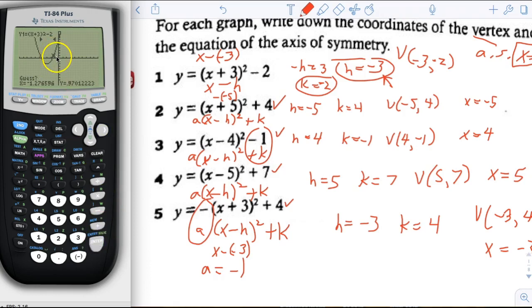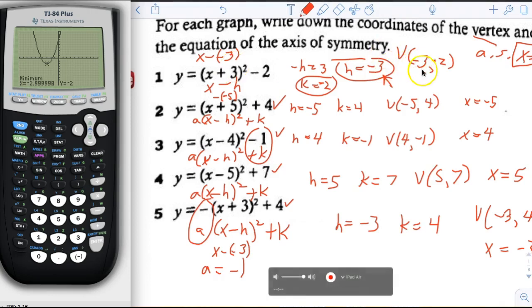Then it asks me to guess where in this interval the vertex or the minimum is, but it doesn't really matter because the calculator is going to be able to find it because there's only one minimum point here. So I just hit enter, and then it finds the minimum point. It says -2.99999, -2. And we know that the real answer is -3, -2, right?